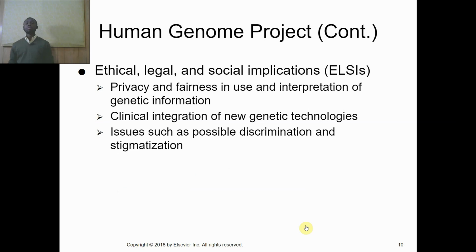And so when it comes to genetics, there are various ethical, legal, and social implications because there is the concern for privacy and fairness in the use and interpretation of this genetic information. For example, there are cases where law enforcement bodies are now using genetic tests to actually identify people who committed crimes. So where does the boundary stop?